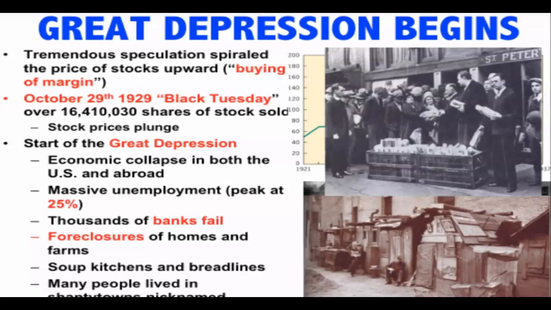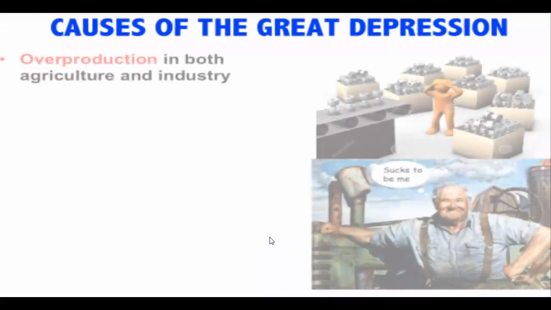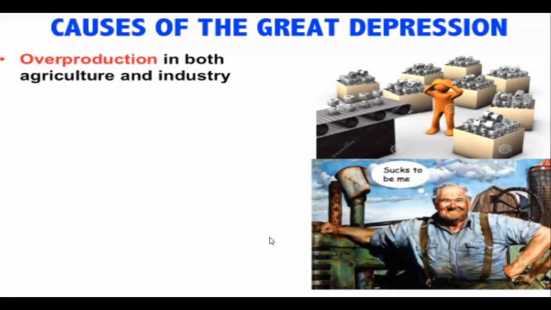There were thousands of soup kitchens and bread lines across the country in large cities, and many people started to live, like you see here at the bottom, in makeshift shanty towns known as Hoovervilles, because many people blamed President Herbert Hoover for the Great Depression, since the government was not doing enough or not responding appropriately during the Great Depression.